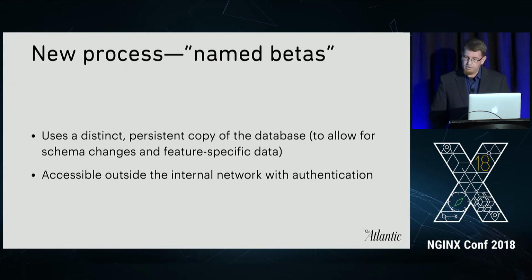The secondary flow is for long-running feature branches, database changes, and sometimes external review. It creates a distinct persistent copy of the database and registers itself in an external proxy with authentication. There's also a blacklist for named betas that we don't want externally accessible.